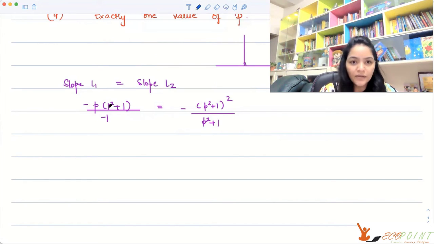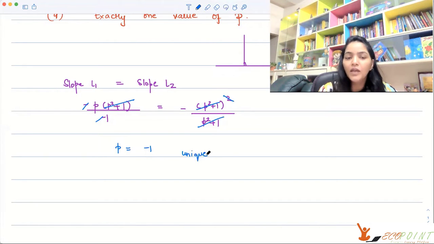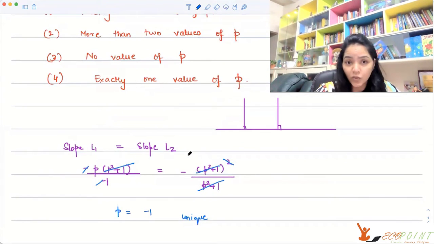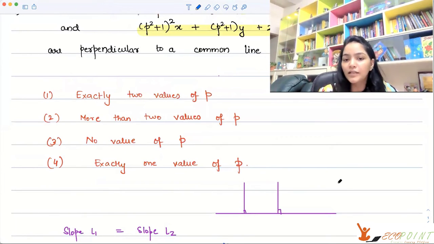Let's cancel things here. Of course, p² + 1 cancels from here, and p² + 1 cancels from here. The minus goes off too. So what I get is that p is actually −1. It's a unique value of p. So there's exactly one value of p which solves this situation. So D should be the correct answer, number 4: exactly one value of p satisfies this situation.